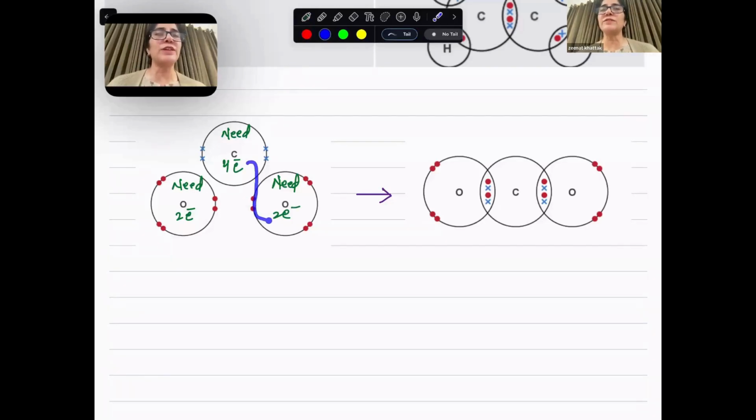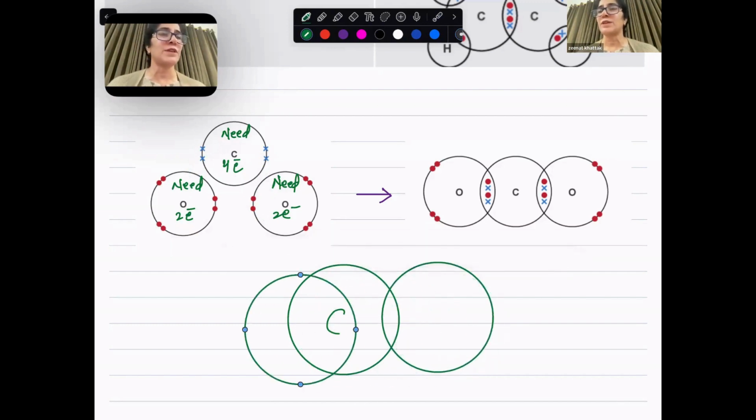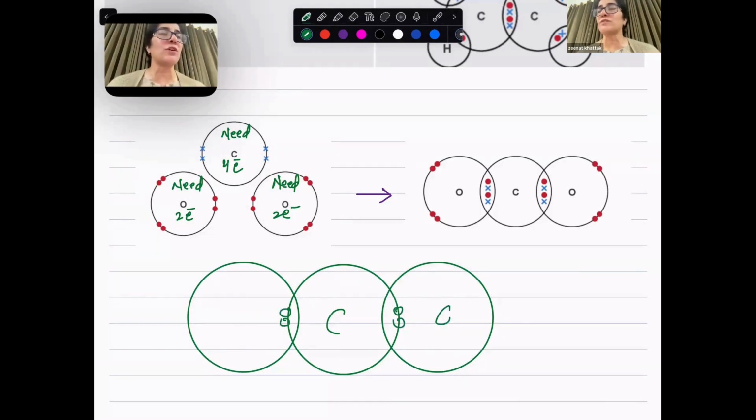Now what are they supposed to do? Carbon will share 2 with this oxygen and 2 with that oxygen, so it's going to share 4. In turn, they're also sharing 2. See, carbon, oxygen, and oxygen. Carbon 1, 2, 3, 4. Oxygen 1, 2, 3, 4, 5, 6. Another oxygen 3, 4, 5, 6.